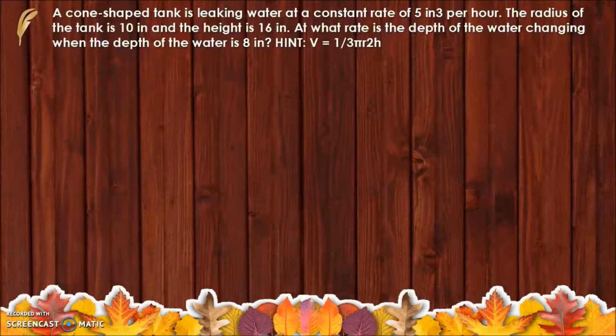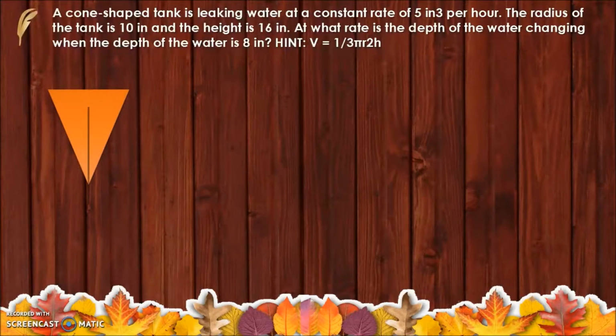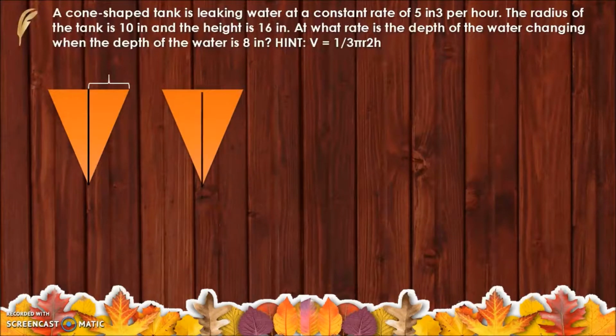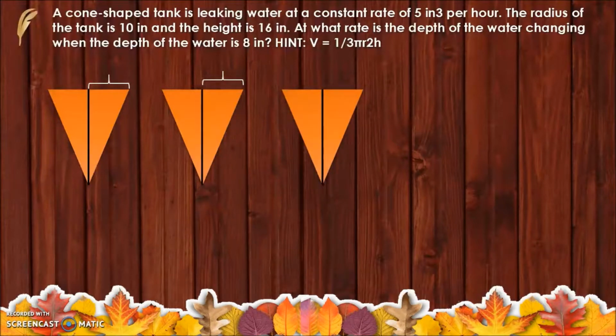Since we're talking about a cone, we're going to start by drawing 3 different triangles that we're going to use to label our variables. On the first one we're going to use it for variables, the second one for the full tank, and the third one for water. So we're going to start by calling this h, which is going to be our height.